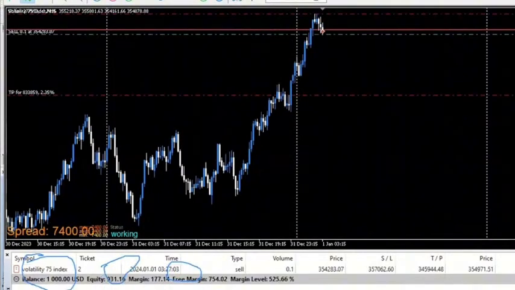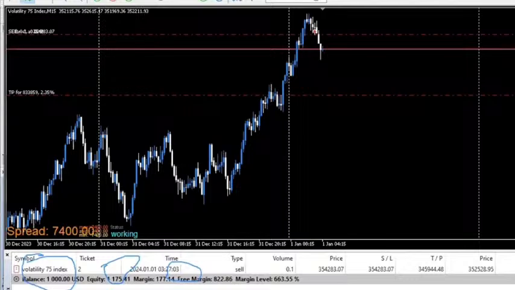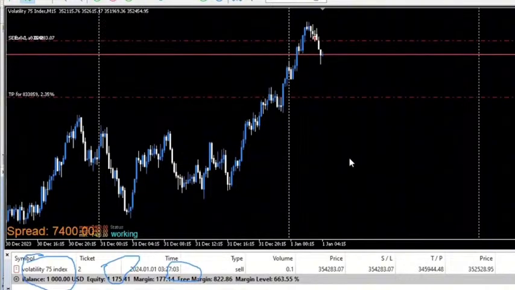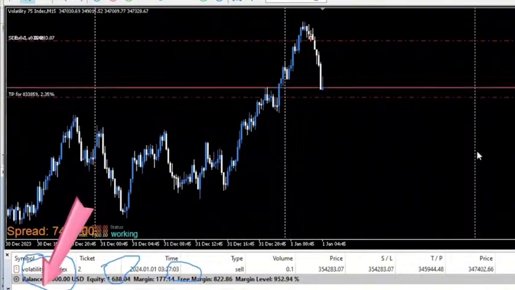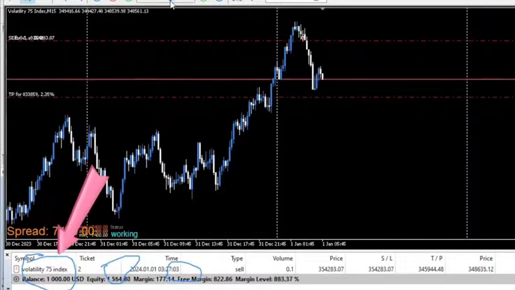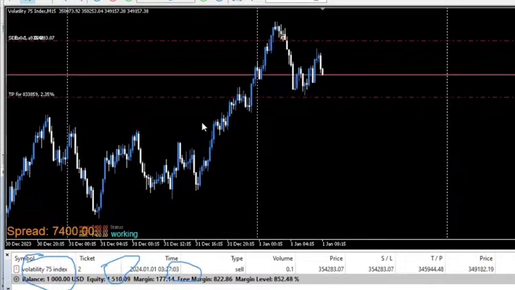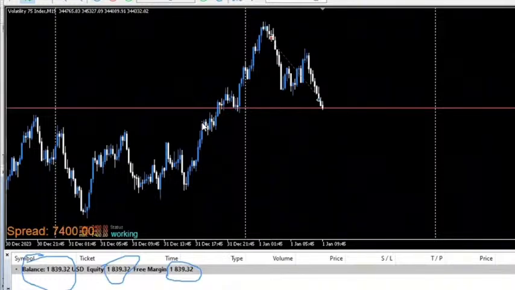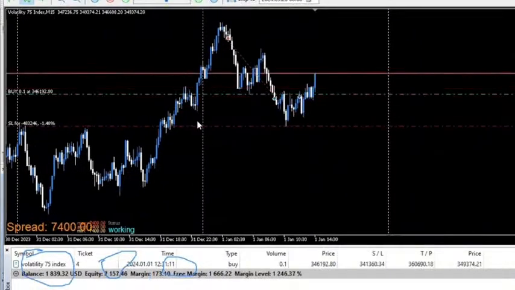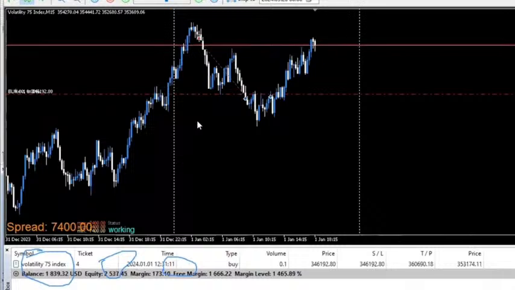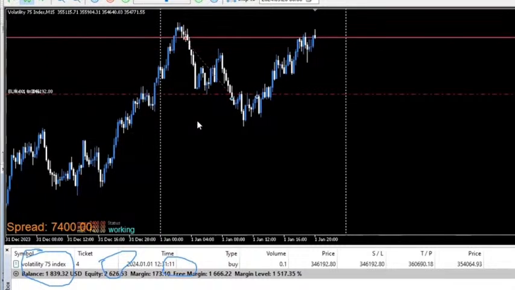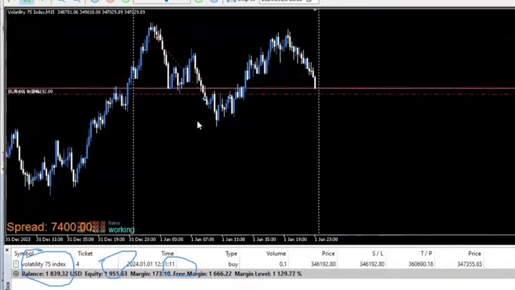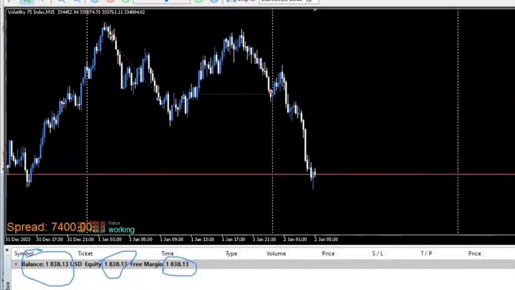Hello guys, look here on your screen and you will see me starting to run a robot on an account of $1,000. Let's see how far we are going to take this account to. Because I'm starting this account with $1,000 doesn't mean it must be $1,000. You can also run it on a $50 or $100 or $200 account, depending on how much you have.